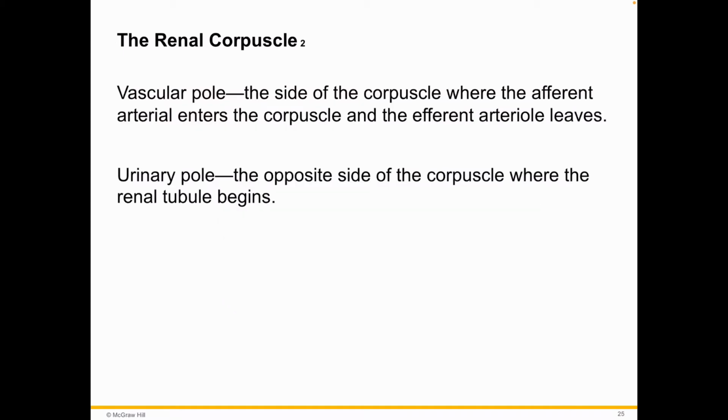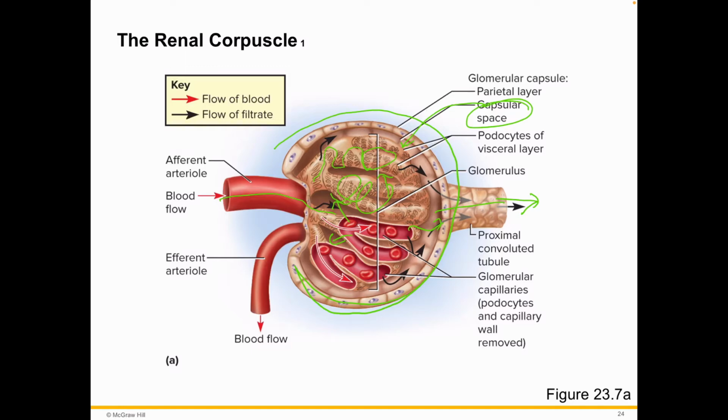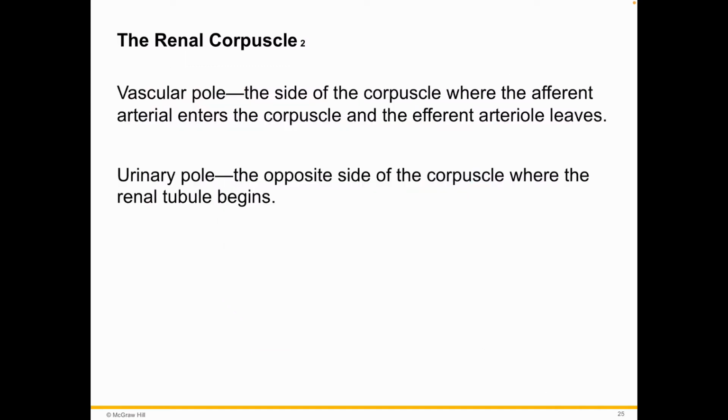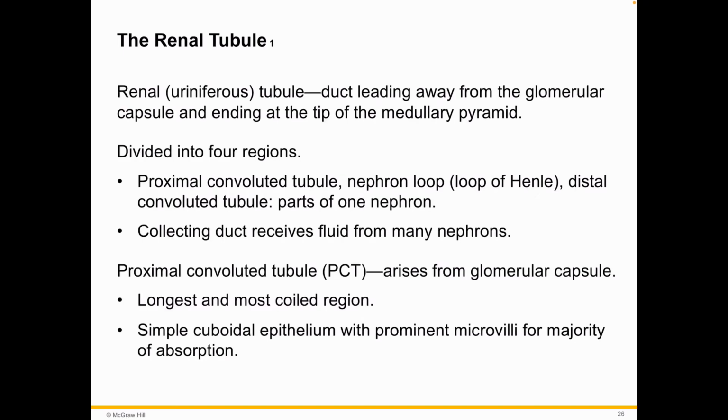Okay, so let's follow this track. The vascular pole is the site of the corpuscle where the afferent arteriole enters the corpuscle and the efferent arteriole leaves it, right? So we looked in and out. So here we go, this area right in here. And the urinary pole is the opposite side where we were taking all the filtrate out, and we're going to start looking at the renal tubules. So the proximal convoluted tubule is going to begin there.